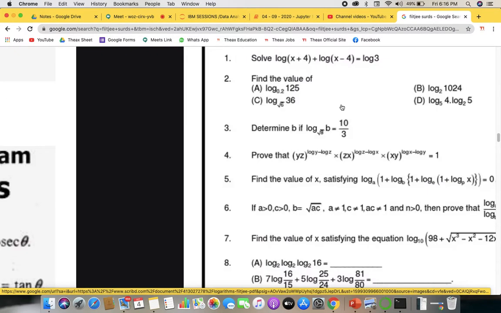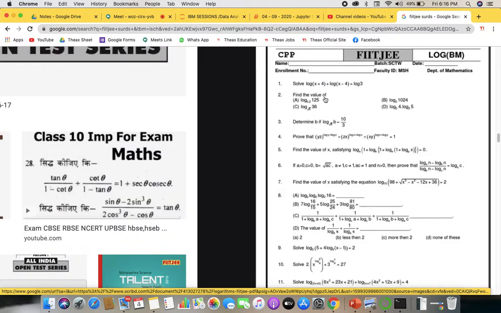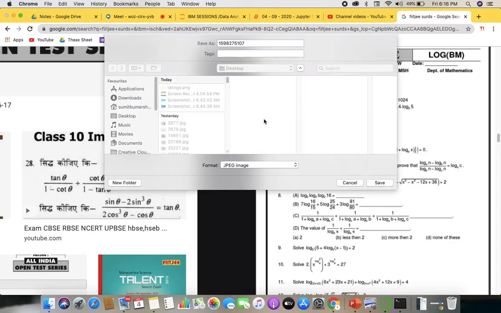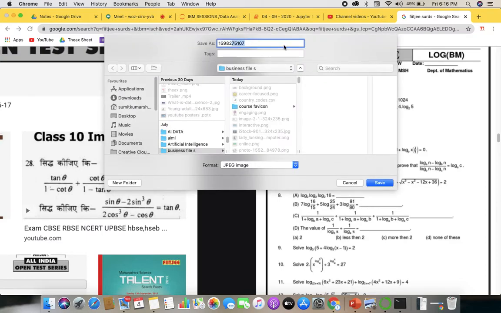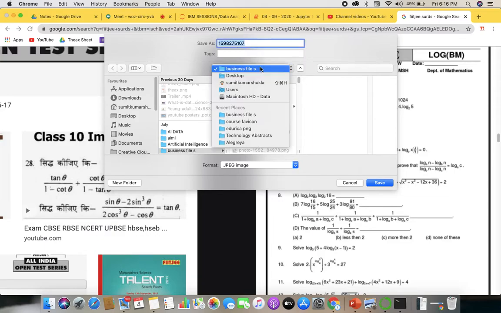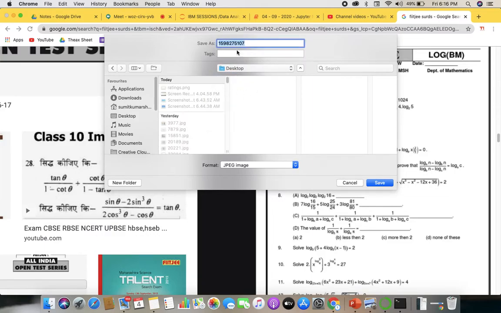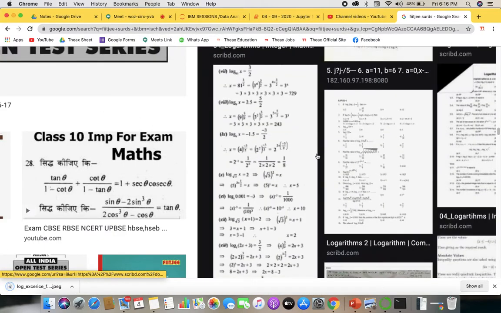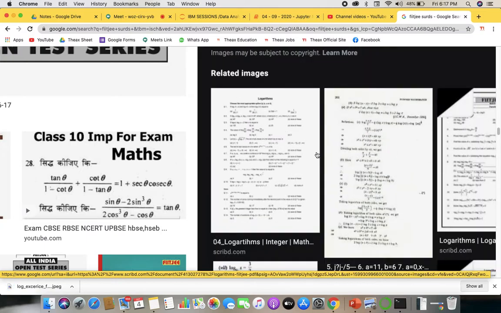See, this is your assignment. Let me save this. This is your assignment. You will be solving this. I'll be dealing with the log, okay? And you will be required to solve this. Desktop. And this is the log exercise. Surds, I think I have surds.